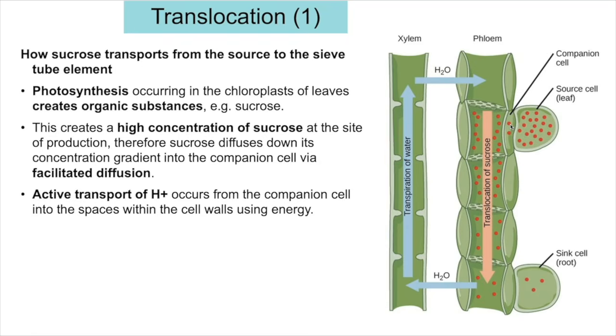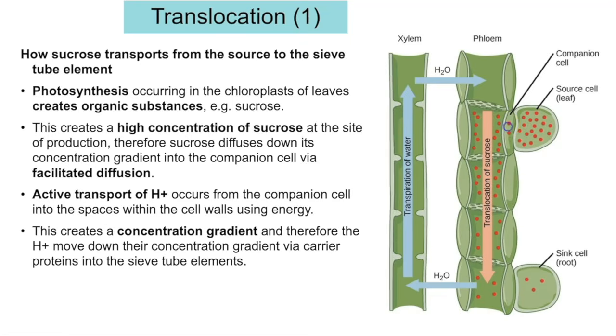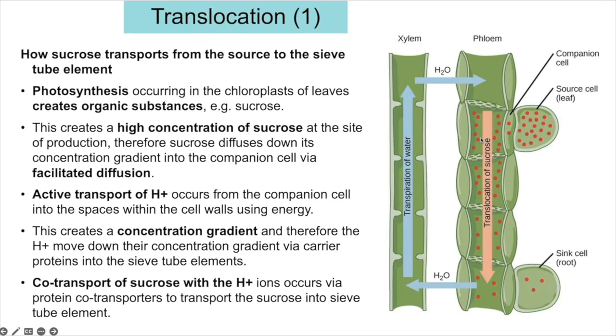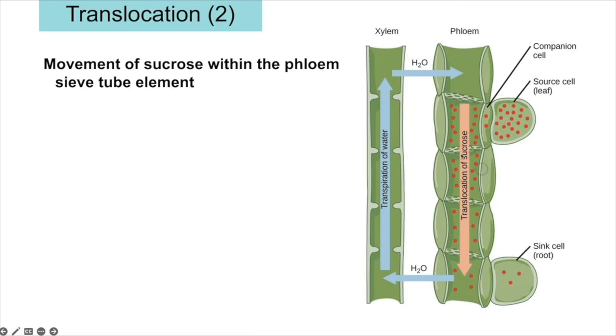At this point, there'll be active transport of protons or hydrogen ions from the companion cell into spaces within the cell wall. And because it's active transport, that requires energy. That creates a concentration gradient, and therefore the protons move down their concentration gradient via proteins into the sieve tube elements. And that is how we get the sucrose into the sieve tube element. Co-transport of sucrose with hydrogen ions occurs via protein co-transporters to transport it into those sieve tube elements.